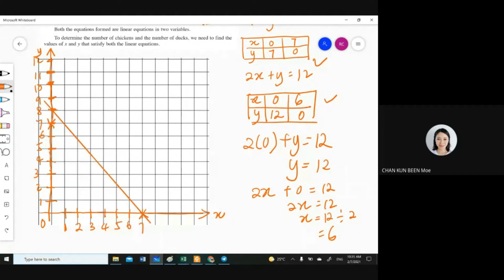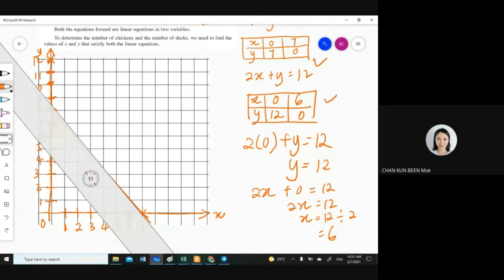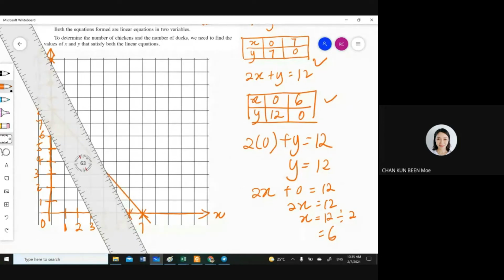Okay. Next is this one. When x is 0, y is equal to 12. So x is 0 is here, y is 12, meaning it's on the y-axis. And then the last one, when y is equal to 0, x is equal to 6. So it's here, 6, 0. So I draw it, and then I'm going to join them using the ruler. Okay, done.